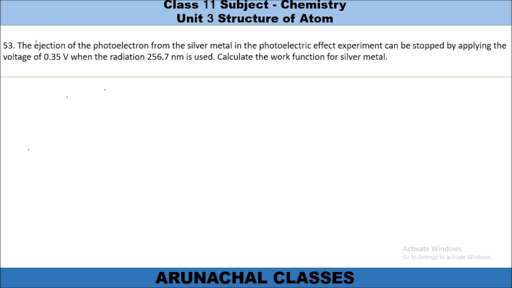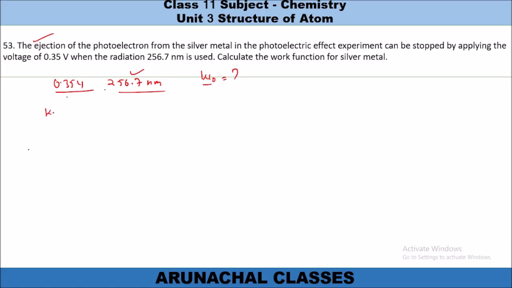Here the question number 53 is: the ejection of photoelectron from a silver metal in the photoelectric effect experiment can be stopped by applying the voltage of 0.35 volts when the radiation of 256.7 nanometer is used. Calculate the work function for silver metal. We need to find out the work function.